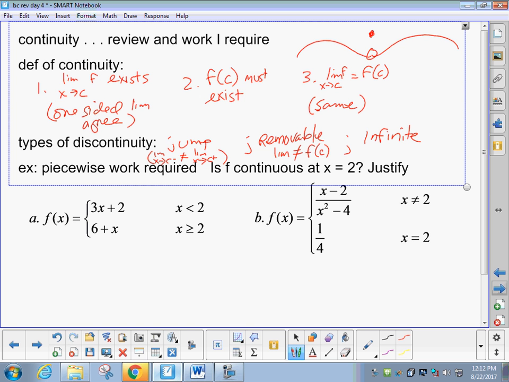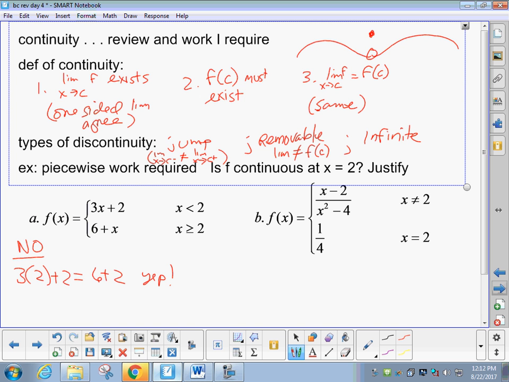I avoid taking shortcuts. I like good work done. This is going to also lay the ground for integrals of piecewise. So I want to show you the work I want to see. The question for both of these examples, A and B, is: is f continuous at x equal 2, justified? What I best not see is something like this: oh, 3 times 2 plus 2 equals 6 plus 2. Yep. That is garbage, and I will not take it.